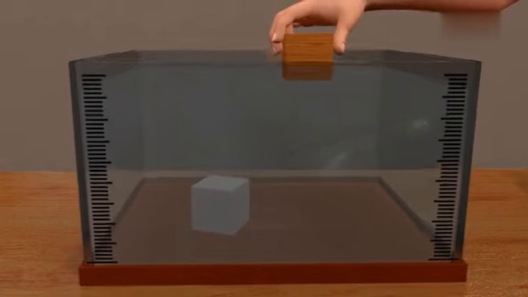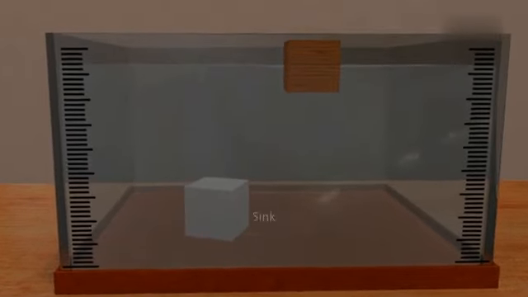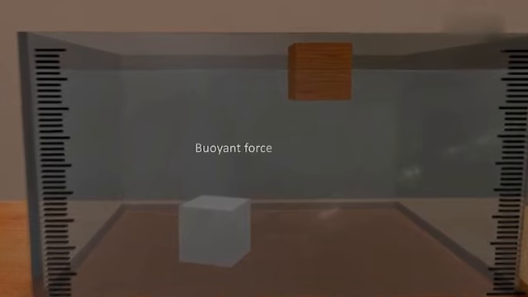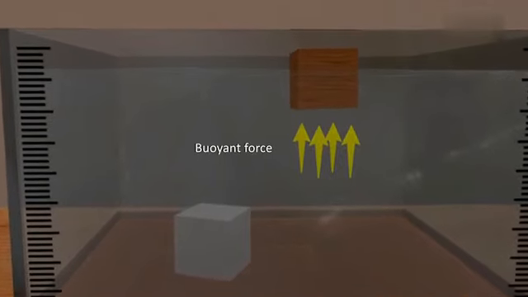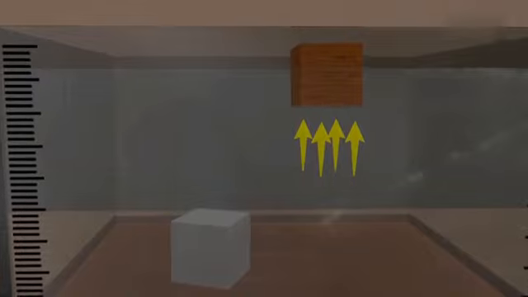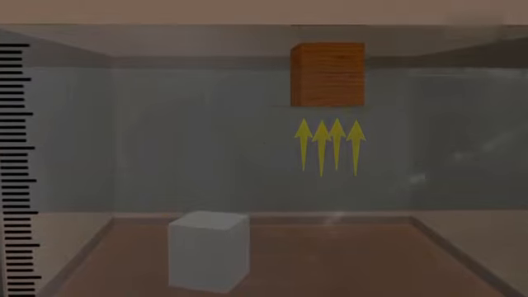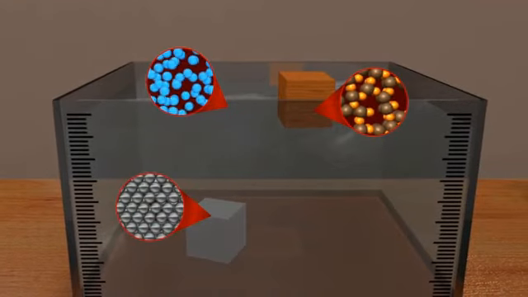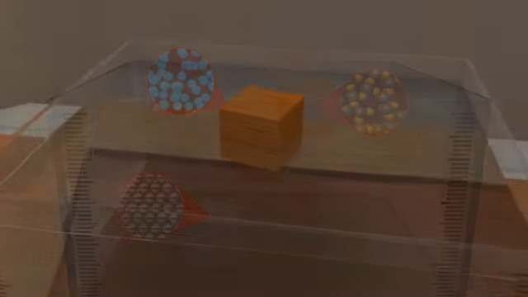There are two factors that determine whether an object will sink or float. One of them is the buoyant force that is acting on the object, and the other is the densities of both the object and the fluid that it's in.